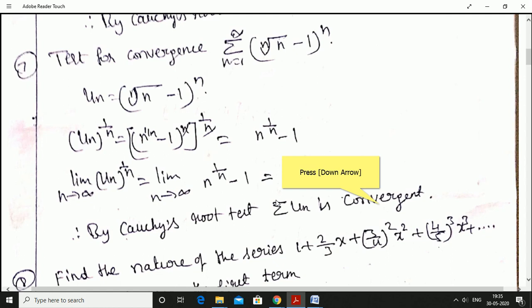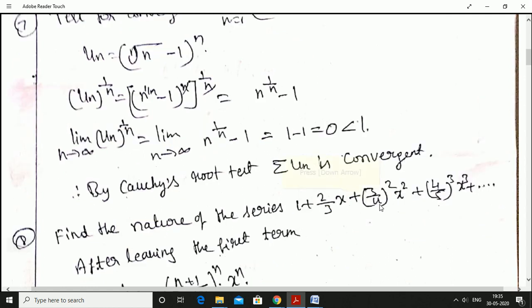Now take the limit as n tends to infinity for un to the power of 1 by n. It is limit of n to the power of 1 by n minus 1. This is also a standard limit. Limit of n power 1 by n as n tends to infinity is 1. 1 minus 1 is 0, and 0 is less than 1. Hence by Cauchy's root test, sigma un is a convergent series.